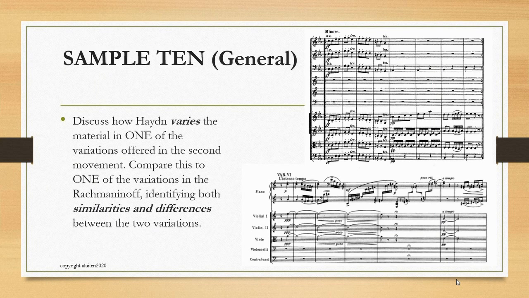Imagine if you were confronted with this essay question in your examination. Discuss how Haydn varies the material in one of the variations offered in the second movement. Compare this to one of the variations in the Rachmaninoff, identifying both similarities and differences between the two variations.